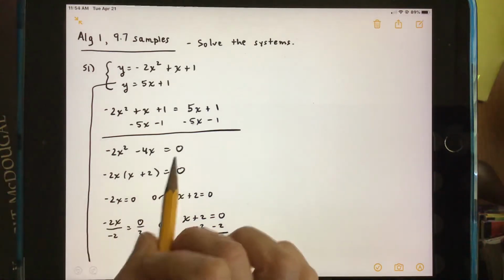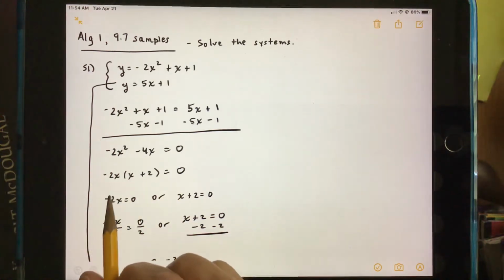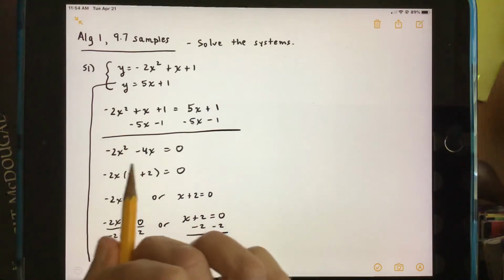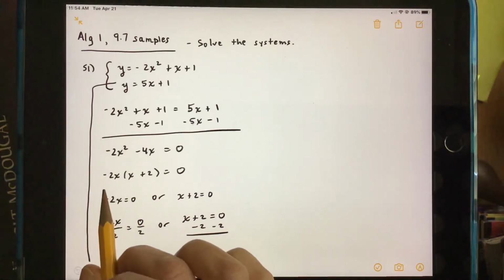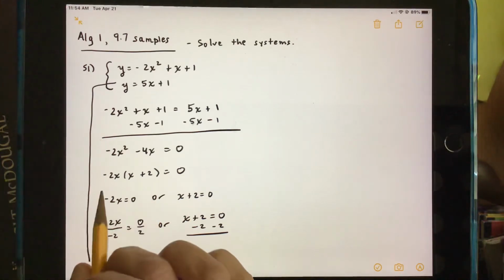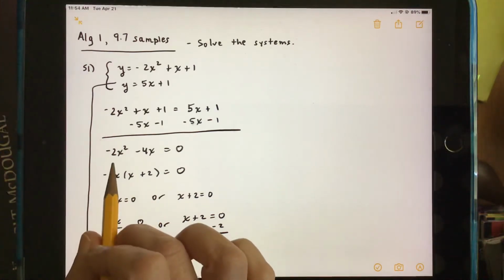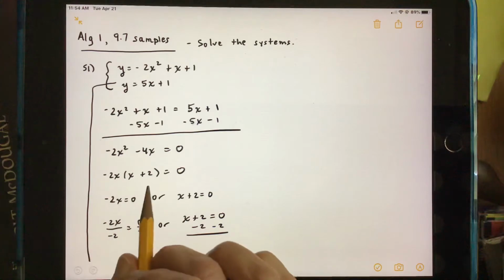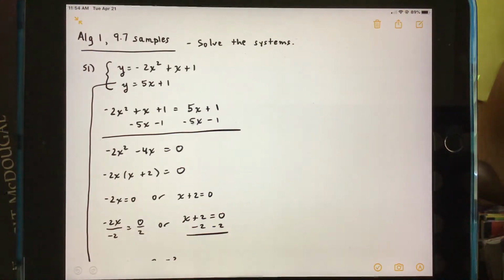When I'm equal to 0, I'm noticing that I do have a greatest common factor of negative 2x that I can factor out of both of these terms. So factoring out negative 2x, what remains is x plus 2 because negative 2x times x is negative 2x squared. Negative 2x times 2 is negative 4x. So I have two factors multiplied together, and when I have that situation equal to 0, I can use the zero product property to solve for x.